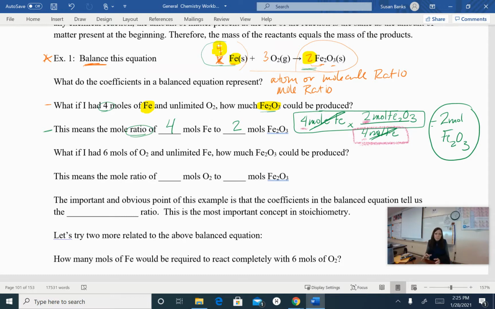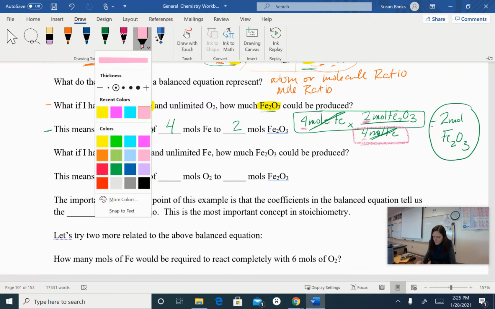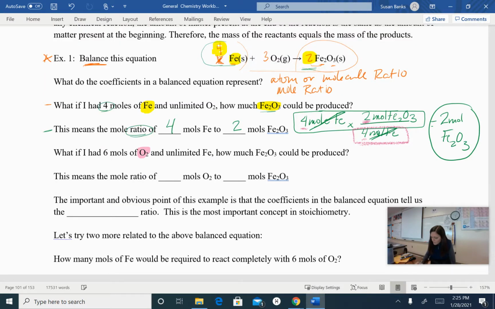Now you probably could already do that in your head because of the ratio we already started with, 4 moles of iron. Okay? So let's look at another example. What if I had 6 moles of oxygen and unlimited iron, how much iron 3 oxide could I make? So this time we are comparing oxygen. So let's grab another color. This time we are comparing oxygen with iron 3 oxide. So I'm going to grab those coefficients, my oxygen coefficient and my iron 3 oxide coefficient.